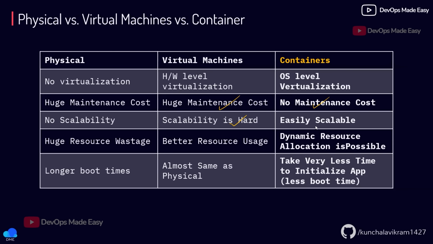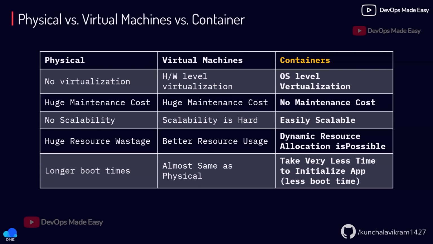And containers are easily scalable because they don't have any OS. They are very lightweight. They can be easily pulled from registries and started instantly. So these are various differences that you can pause this video and see. Everything we have discussed.